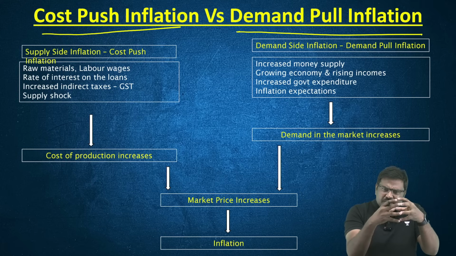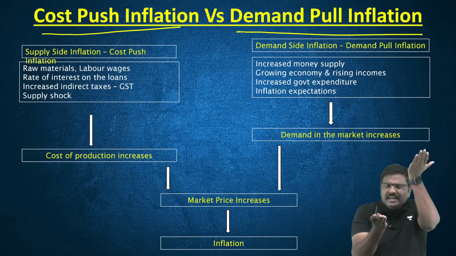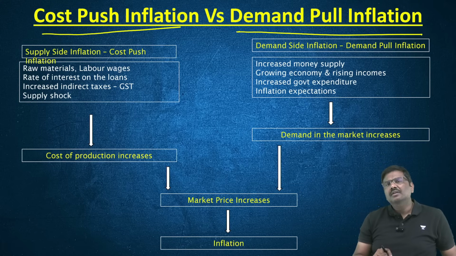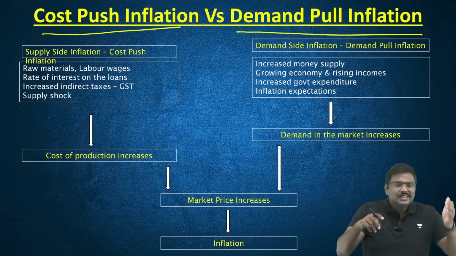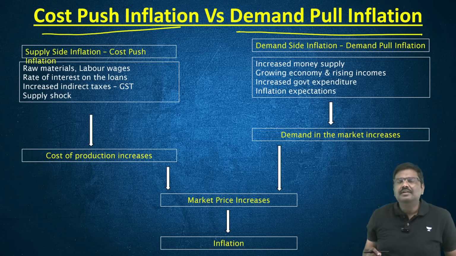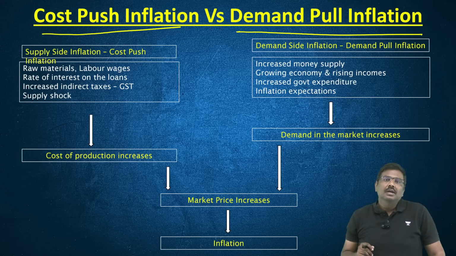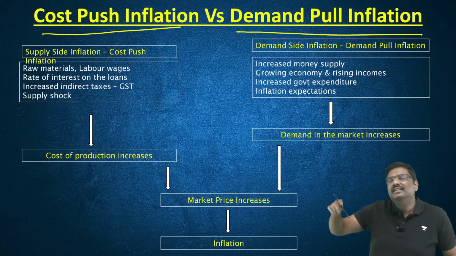Whatever is the price for a basket of commodity, basket means group. The price levels is increasing. That is called as inflation. Now, this rise in the prices can happen because of supply side factors, can also happen because of demand side factors. For example, let's say the Reserve Bank of India will increase money supply in the market.